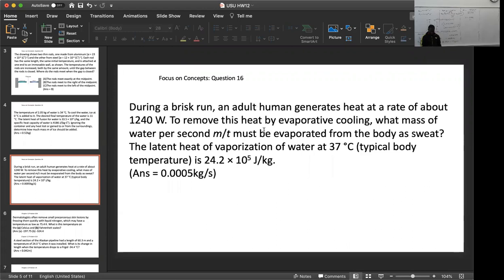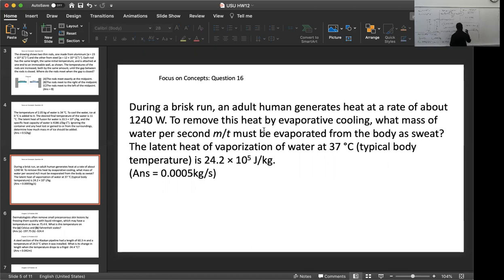Next problem is focus on concept question 16. It says, during a brisk run, an adult human generates heat at a rate of about 1240 watts. So I'm going to write that here. 1240 watts is the power, which is in joules per second. To remove this heat by evaporative cooling, what mass of water per second must be evaporated from the body as sweat? The latent heat of vaporization is given at 37 degrees Celsius: 24.2 times 10 to the 5 joules per kilogram.